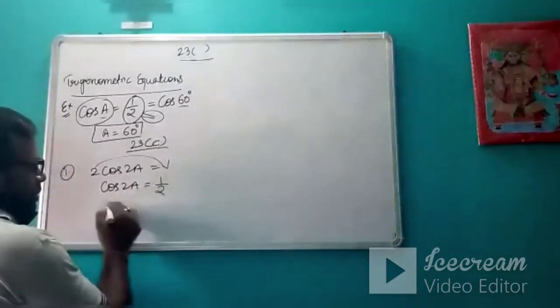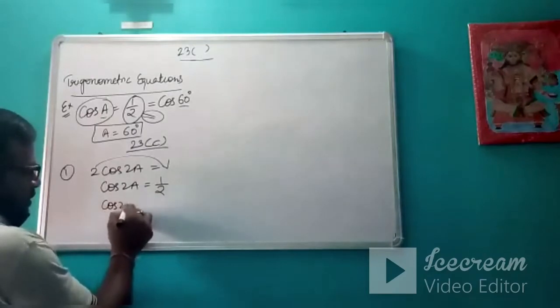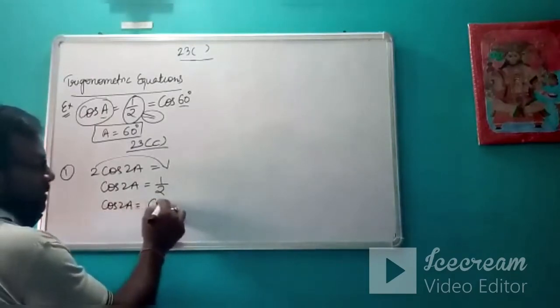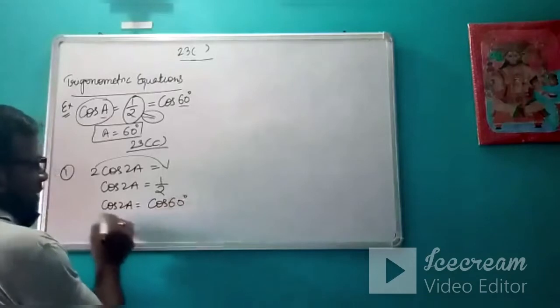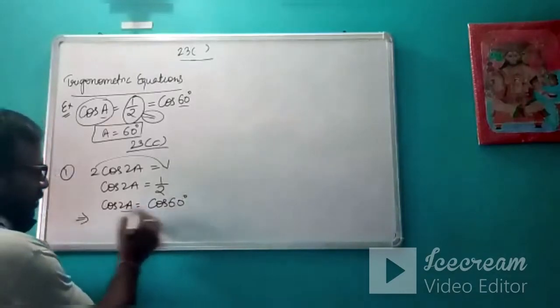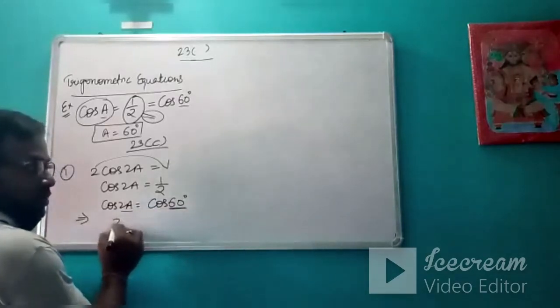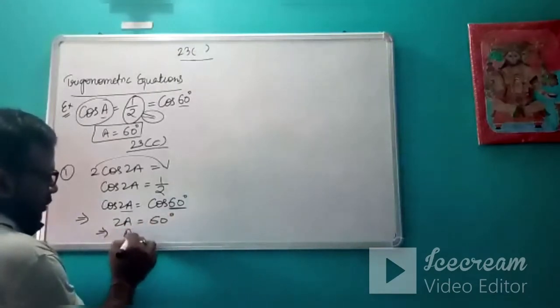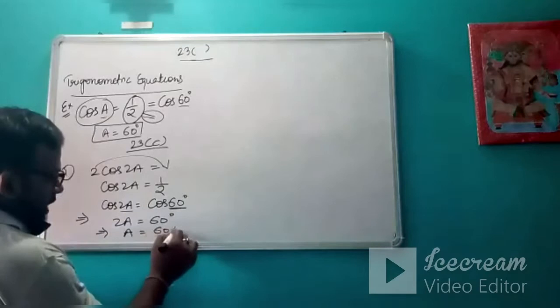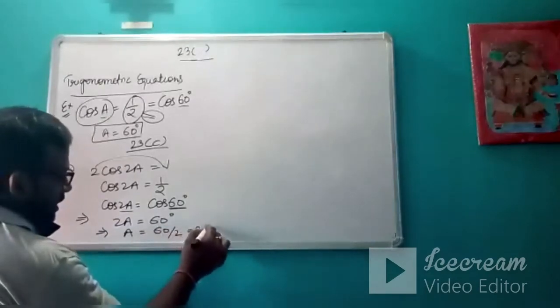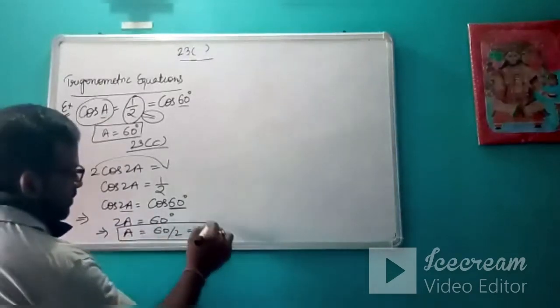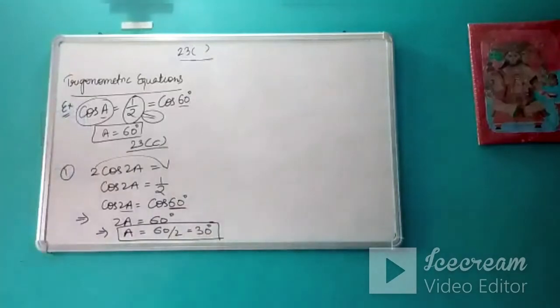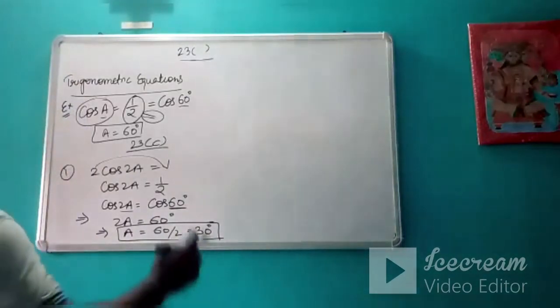Now what we know, this cos is 1 by 2 when the angle is 60 degree. That means we can now compare these angles. So 2A is equal to 60 degree. That means what is the value of A? 60 by 2, that is 30 degree. So like this you can find the value of unknown angles just by comparing the values.